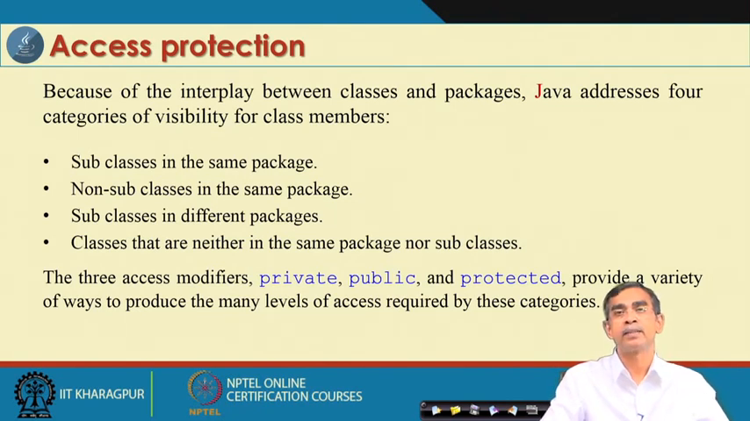Subclasses in different packages: one class belongs to, say, package P1, whereas from the class which belongs to P1 there may be a subclass in, say, package Q, and another subclass of the class belonging to P in another package R, like this. So, subclasses in different categories. So, how can the visibility be controlled, and then classes that are neither in the same package nor subclasses. So, these are the 4 different ways the visibility needs to be controlled.